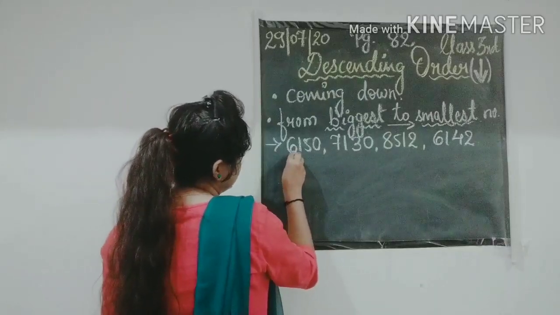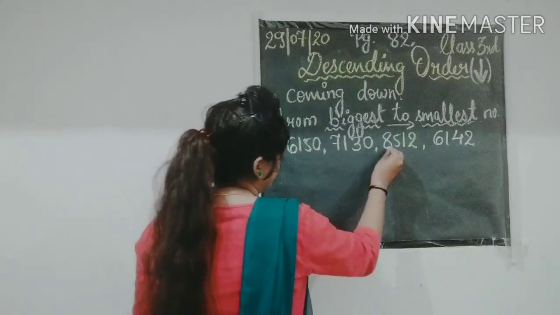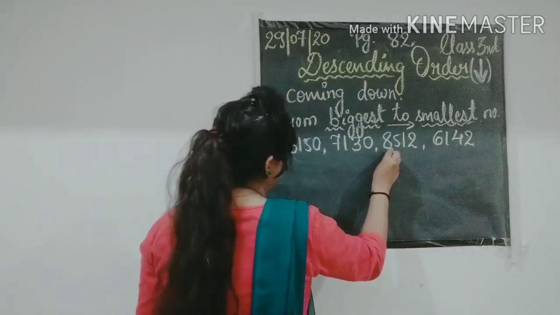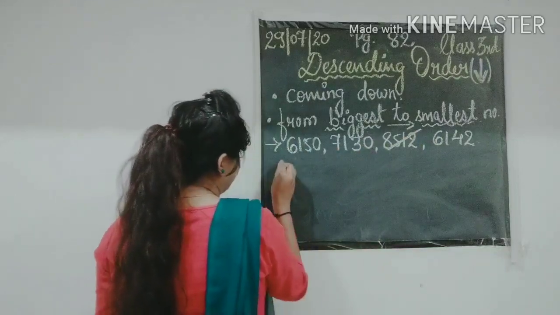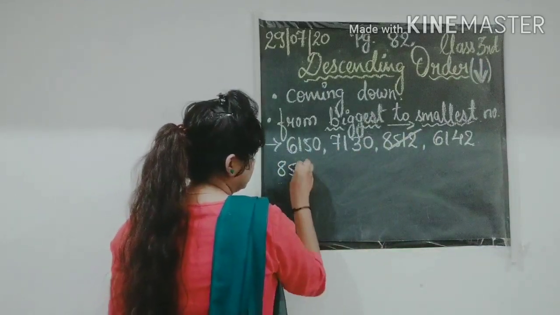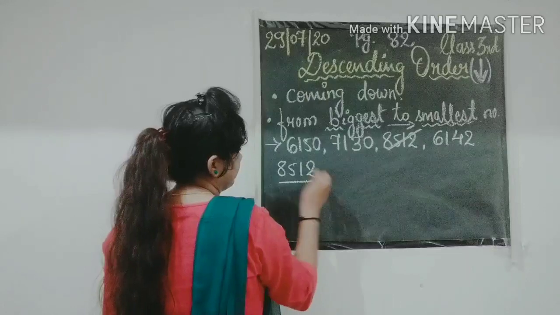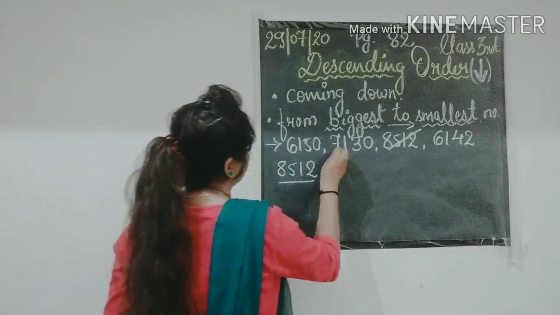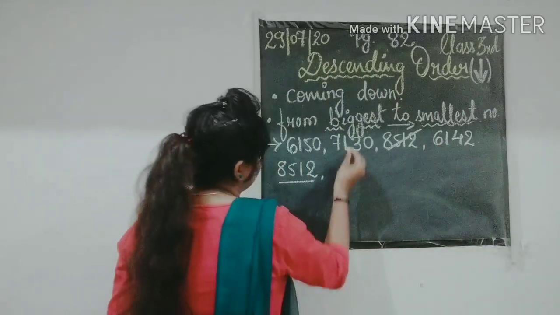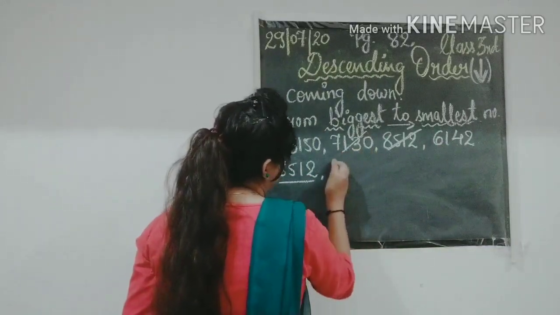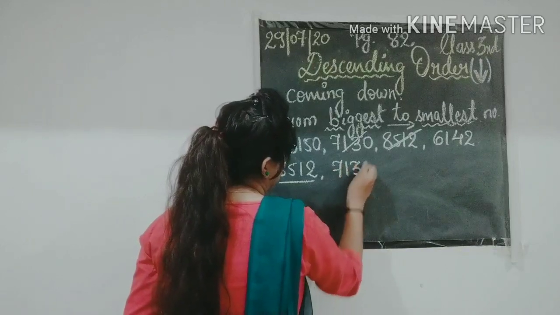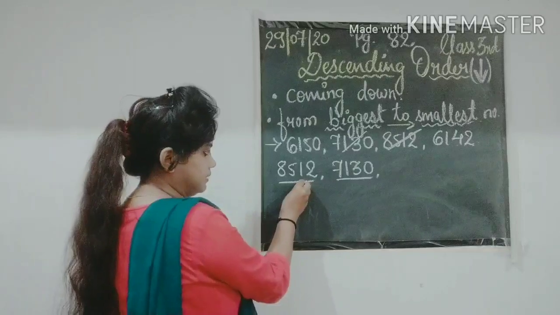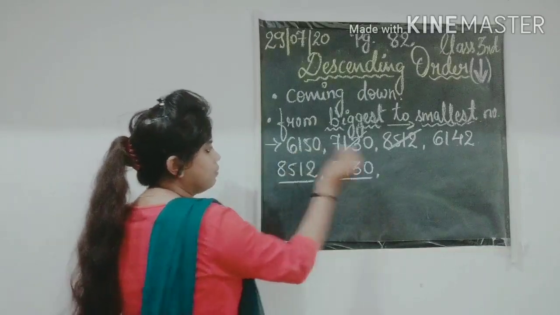Compare the thousands place. 6, 7, 8 and 6. That means 8 is the biggest number out of these numbers. So cut here and write it here. 8,512. Now next again compare thousands place. 6, 7 and again 6. That means 7. So 7,130 is the next biggest number. Okay. Then 2 numbers left.